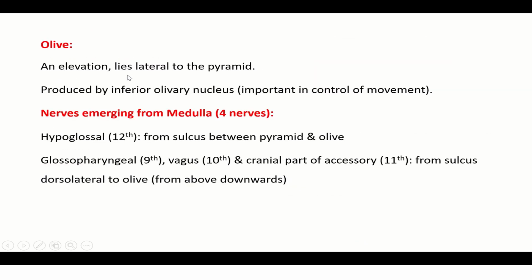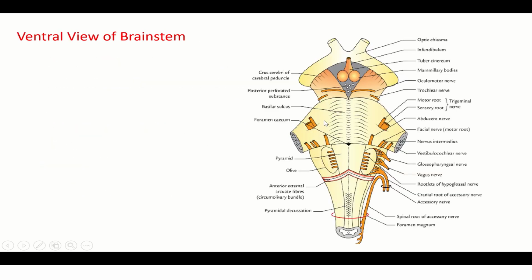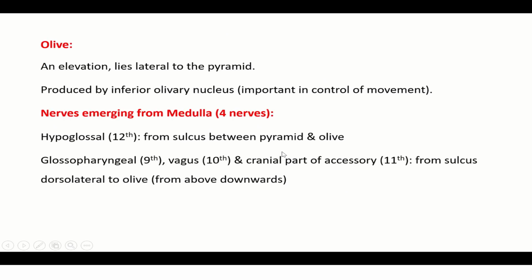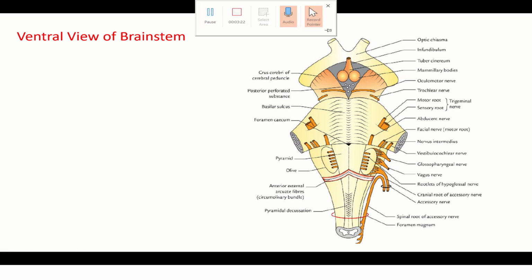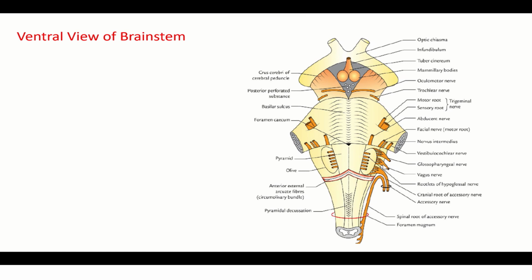Next, the olive: an elevation lying lateral to the pyramid, produced by the inferior olivary nucleus. See, this is the olive on the lateral aspect of the pyramid. The hypoglossal nerve emerges from the sulcus between the pyramid and olive, as I showed in the earlier diagram. The remaining 9th, 10th, and 11th cranial nerves emerge behind the olive, and the 12th cranial nerve comes in front of the olive.